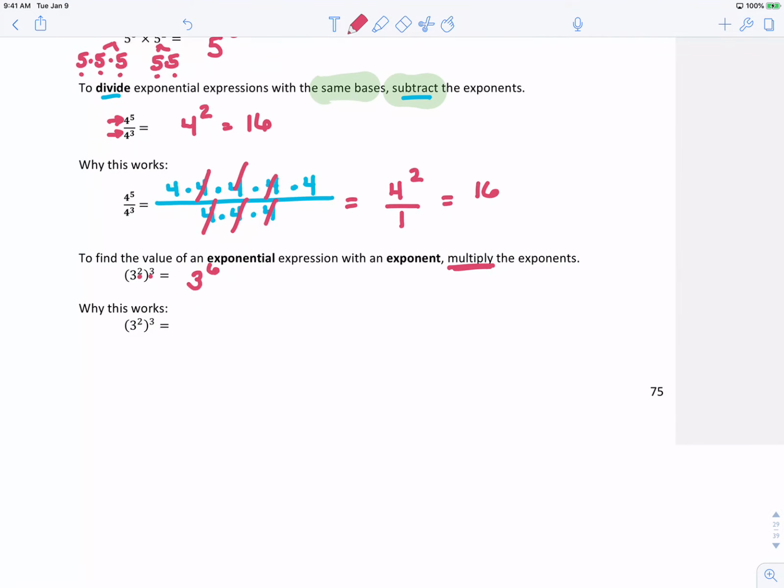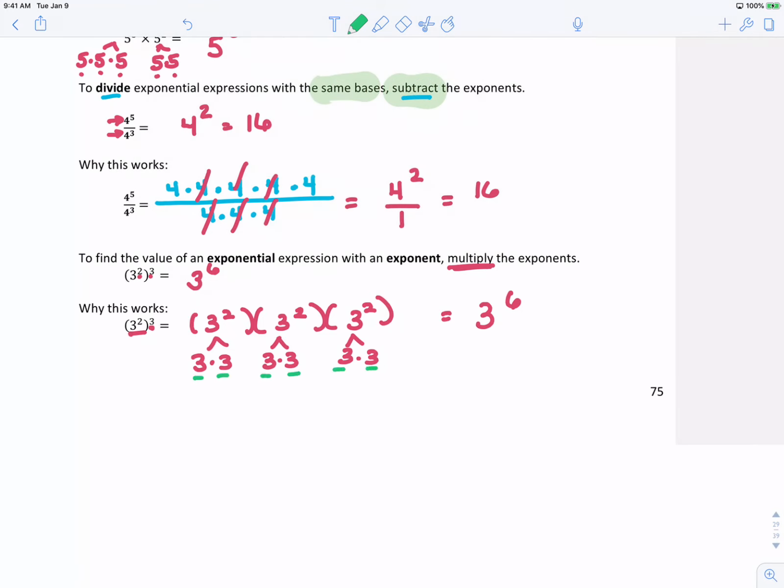And let's show how that works. This 3 on the outside means take whatever is on the inside and write it down 3 times. Now, from our rule up there, we can add those exponents. 2 plus 2 plus 2 is 6. Or we could break these down even further. 3 to the second is 3 times 3, 3 times 3, 3 times 3. And how many 3's do I have? 1, 2, 3, 4, 5, and 6.